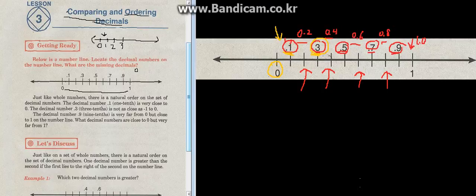So the same, the decimal number 9/10 is very far from this 0, but it's very close to this 1, right? So let's see what decimal numbers are close to 0 but very far from 1. So I think this 1/10, 2/10, and 3/10, and 4/10, maybe 5. Actually, until 4/10, these are very close to this 0, but they are very far from this 1, right?